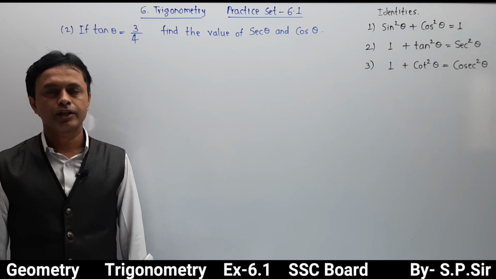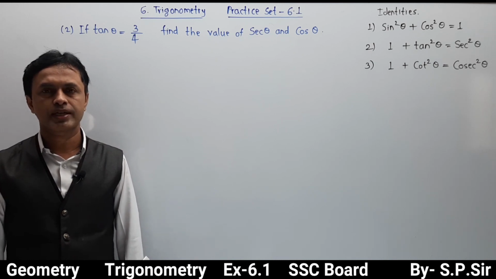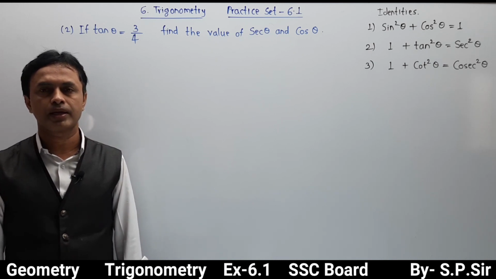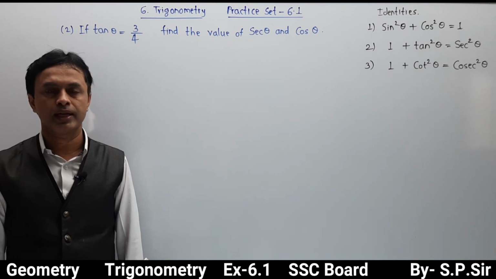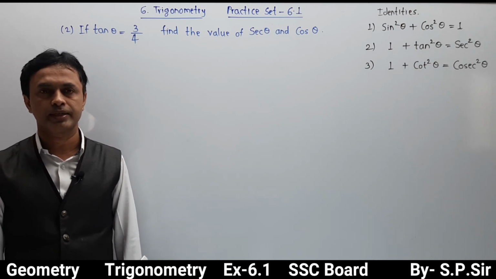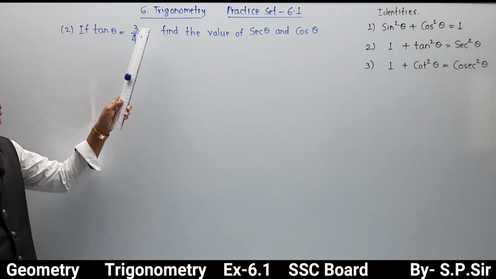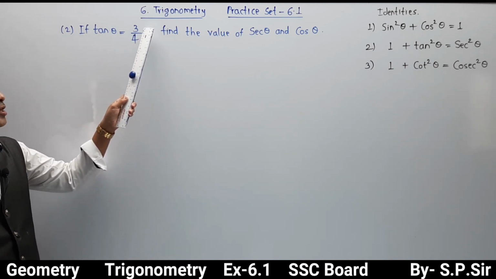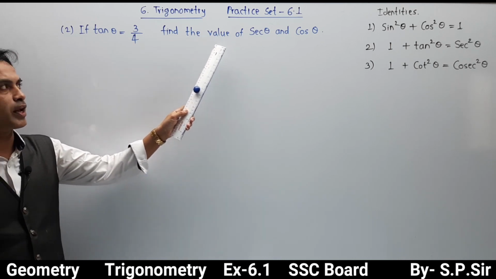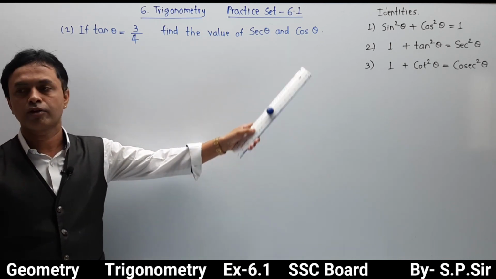Hello friends, continuation with the previous numerical. Once again we are going to solve the same numerical, but now with the help of the identities method. The numerical is: if tan theta is equal to 3 upon 4, find the value of sec theta and cos theta.